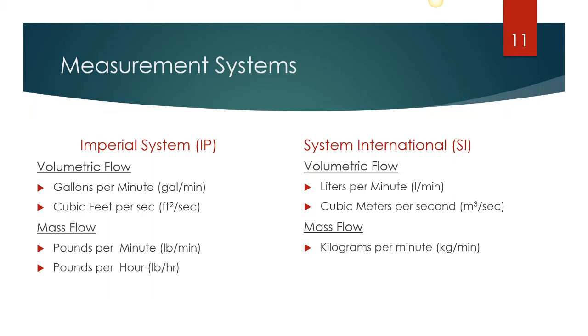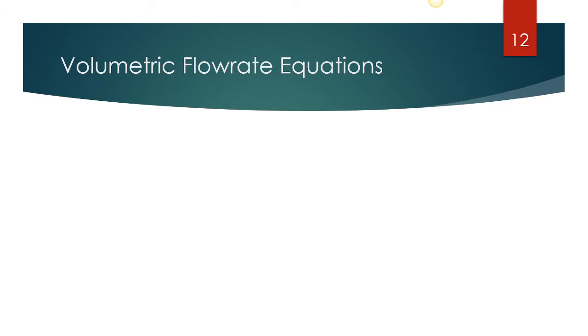On the System International side, we're going to be talking about liters per minute or cubic meters per second. Again, that is probably a liquid versus a gas measurement. And then on the mass side, we're going to be talking about kilograms per minute. So that just gives you an example of what you might see in the two different systems. Let's do some calculations.